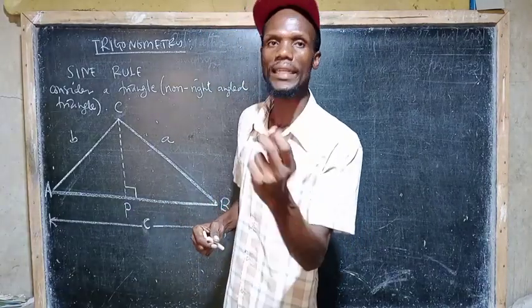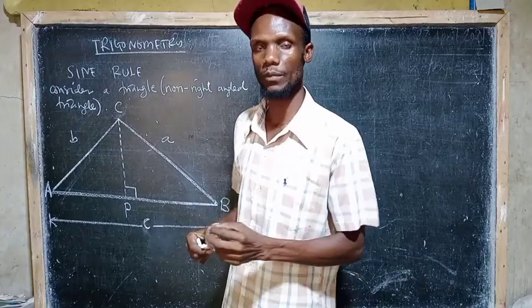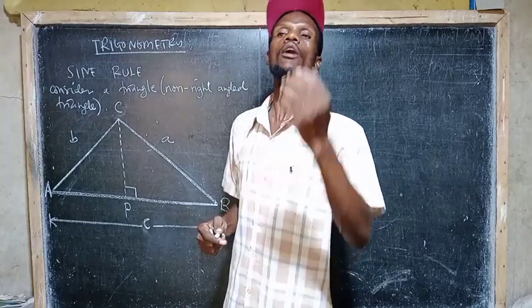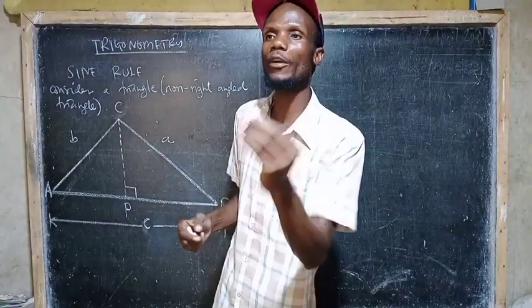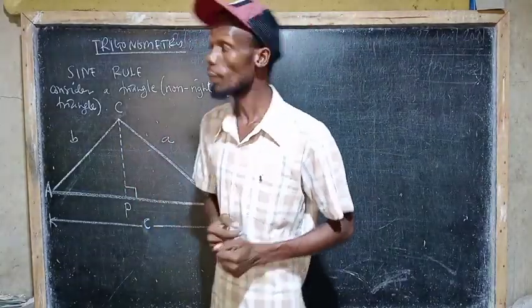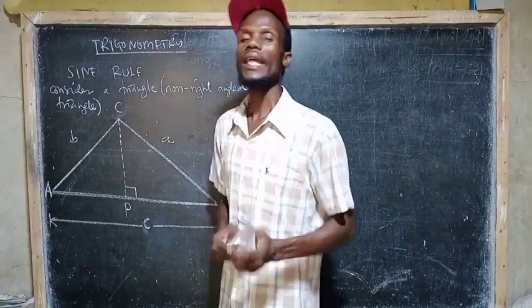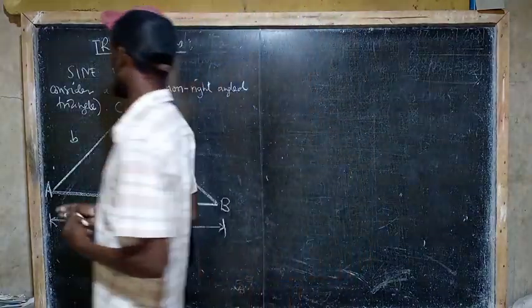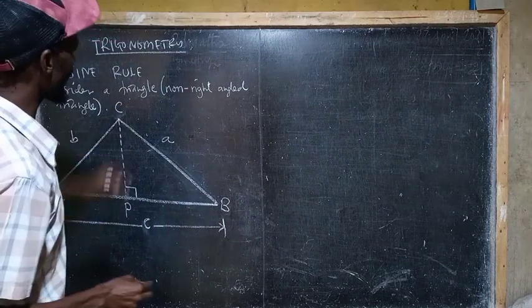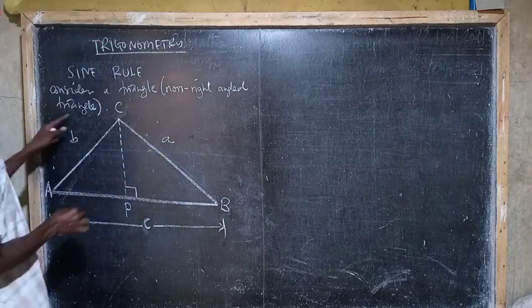But let us look at the detail about this concept, on how it can be obtained and on how it can be used. So the first thing is to consider how it can be obtained, that principle, because it is a law. There is a principled way on how you can obtain this law. So how does it happen? Consider a triangle which is a non-right angled triangle.